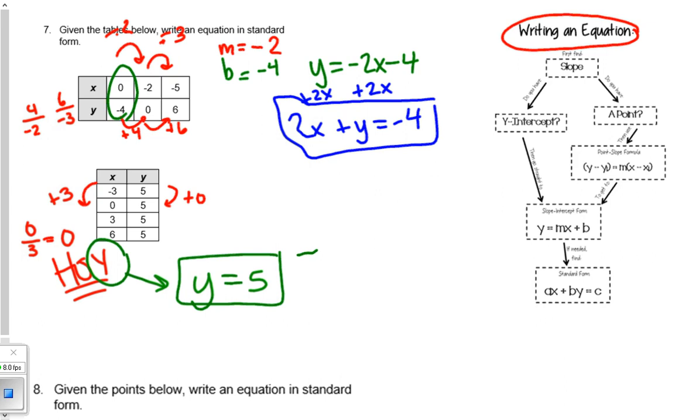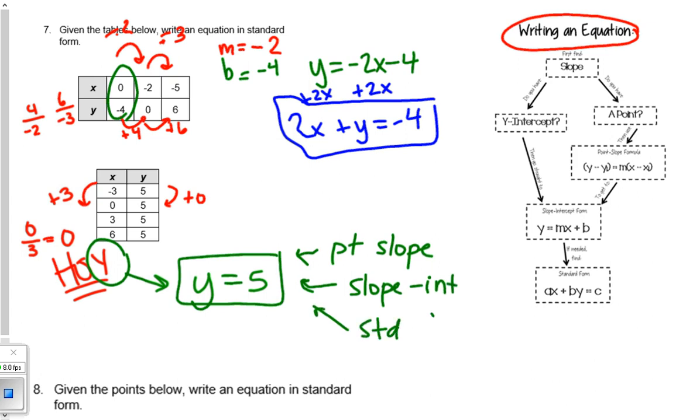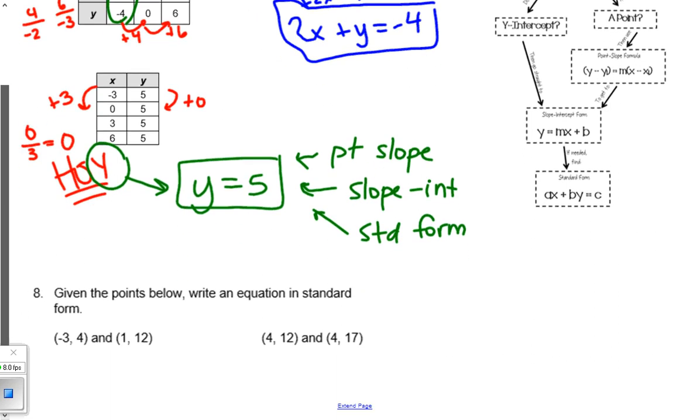Okay? So this is point slope form. This is slope-intercept form. And this is standard form. There's really just that one equation. Okay? So that one was quick. It was just y equals 5. Nice and easy.